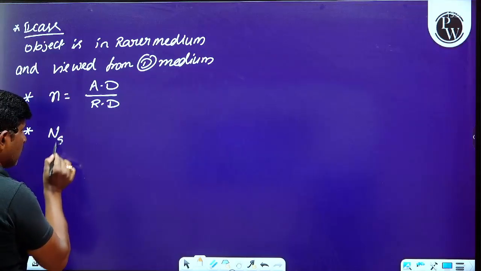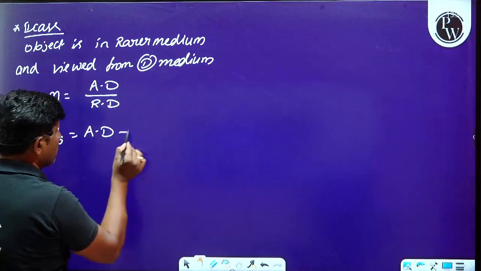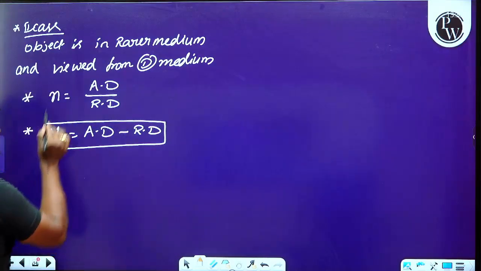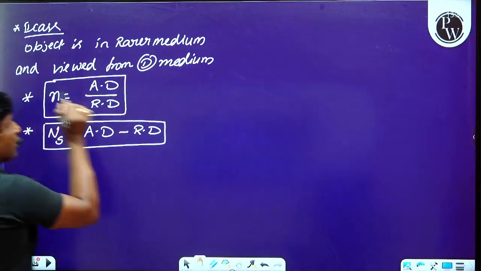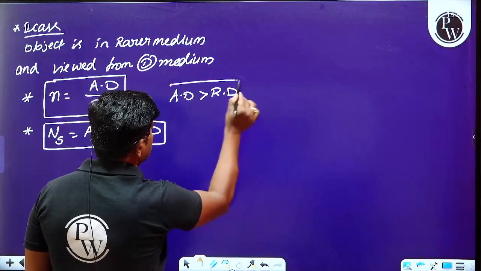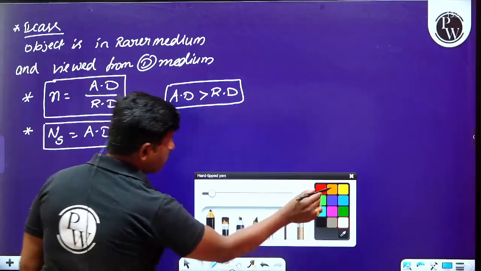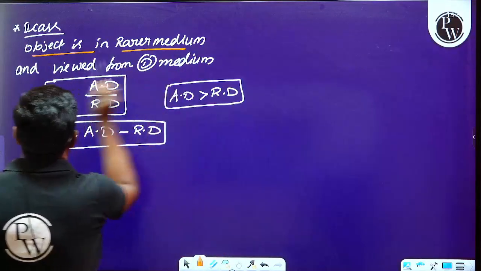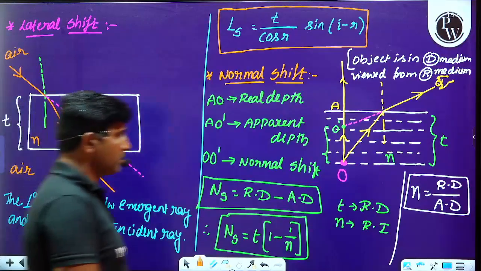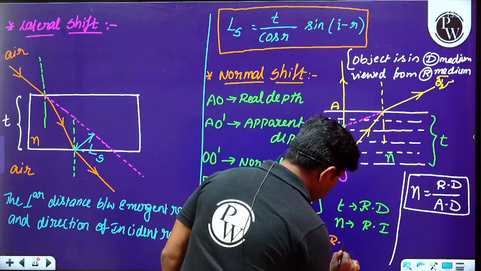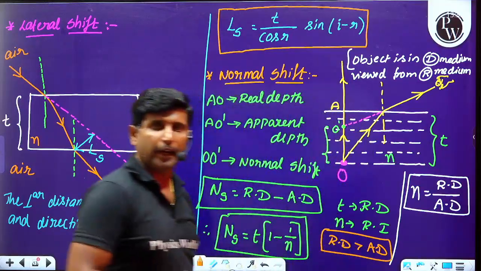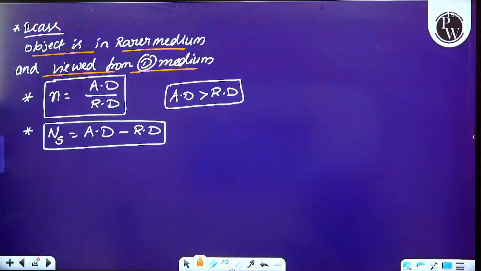The normal shift will become equal to apparent depth minus real depth. These are the formulas we have to keep in our mind. In this case, apparent depth will be greater than the real depth, whereas in the previous case, real depth is greater than the apparent depth. We have to keep this point in mind. Like that we have to think about the normal shift.